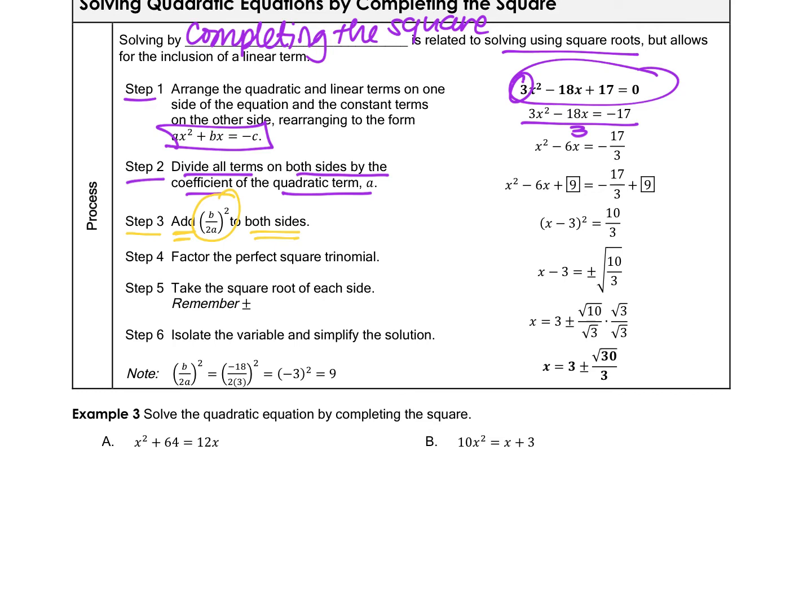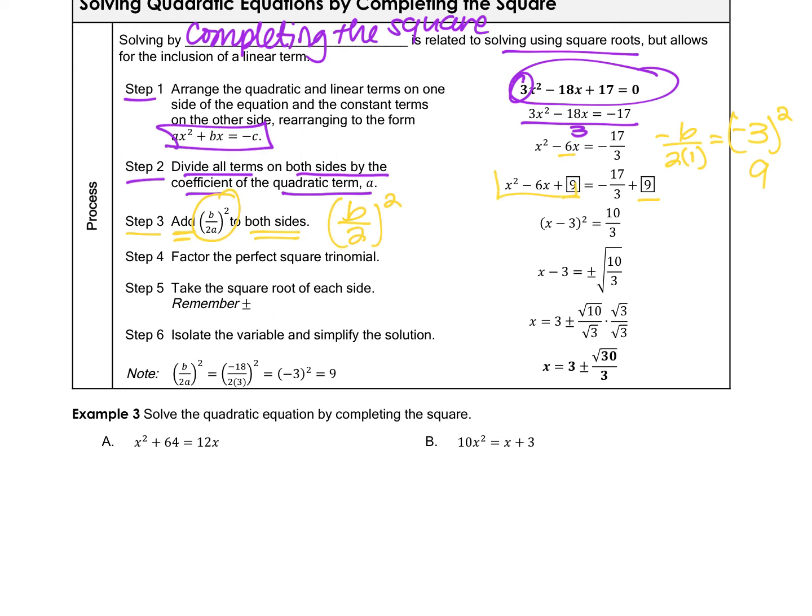So if I look at this, I need to do negative 6 over 2 times a. So that's negative 3. And then I need to square it, which would be 9. So that's where this 9 comes from. So you need to do negative 6 over 2 times 1. And actually, you could just do b divided by 2 squared, since a is always going to be 1 because you're dividing by it. Okay? All right, so that will be the number that you add to both sides.